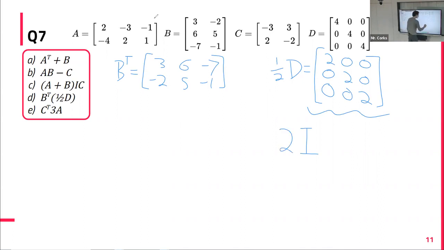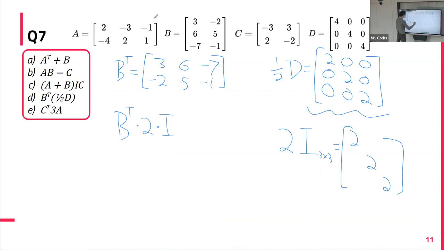Okay, so 2 times a 3 by 3 identity matrix. That would give us 2, 2, 2 in the main diagonal. So, yeah. Okay, right? So if we do B transpose times 2 times an identity matrix, we could kind of split it up like this. It's the same thing happening.